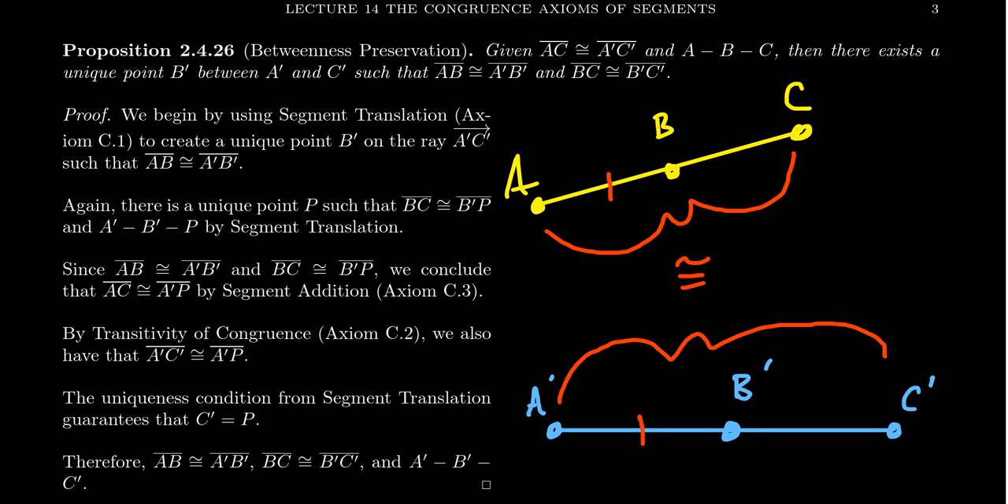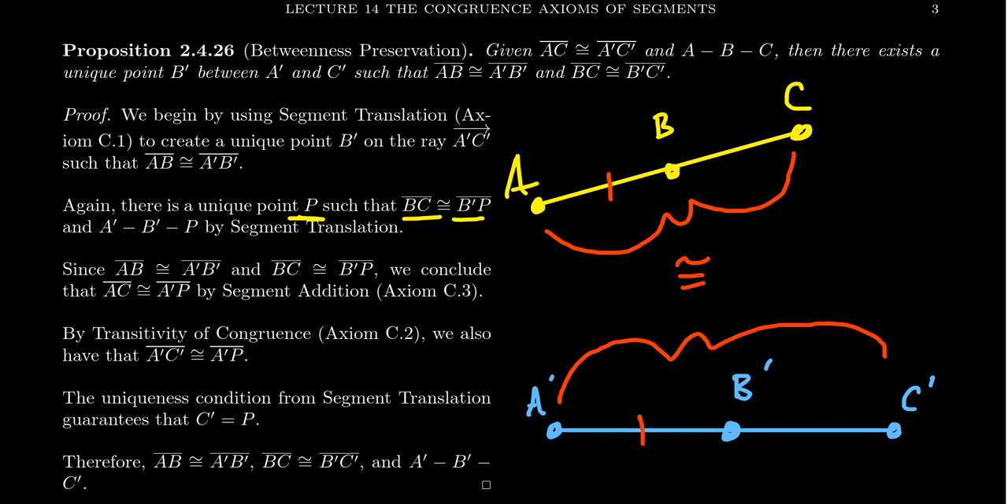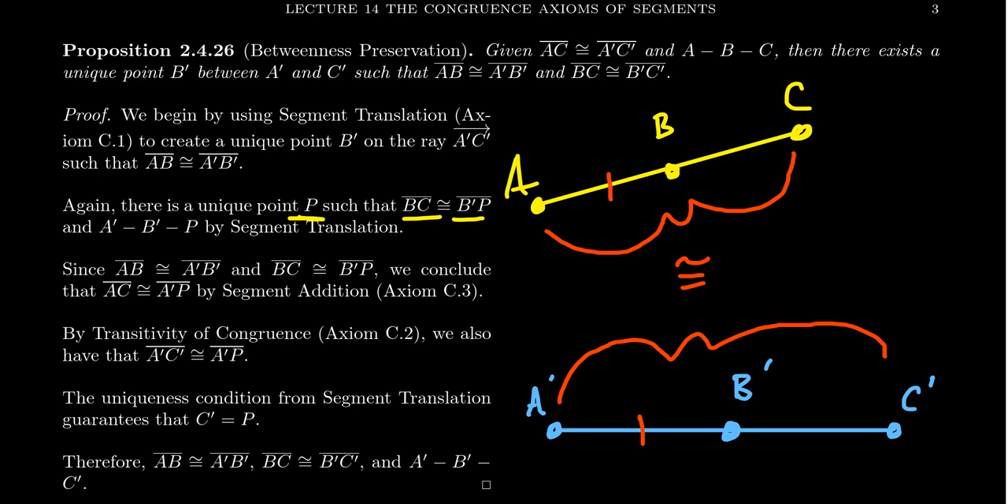Okay, so we use segment translation once. We're actually going to use it a second time here. So what we're going to do next is that, again, using segment translation, there's going to be a point P such that BC is congruent to B prime P. And so we then will know that B prime is going to be between A prime and P. So this is the little trick that we're going to try to do here. As we look at this segment, I'm going to, again, draw the ray back on the screen. Because we don't know where all these live necessarily, but the idea is we're going to take the segment BC now and translate it down over here. So there's some point P that lives over here.